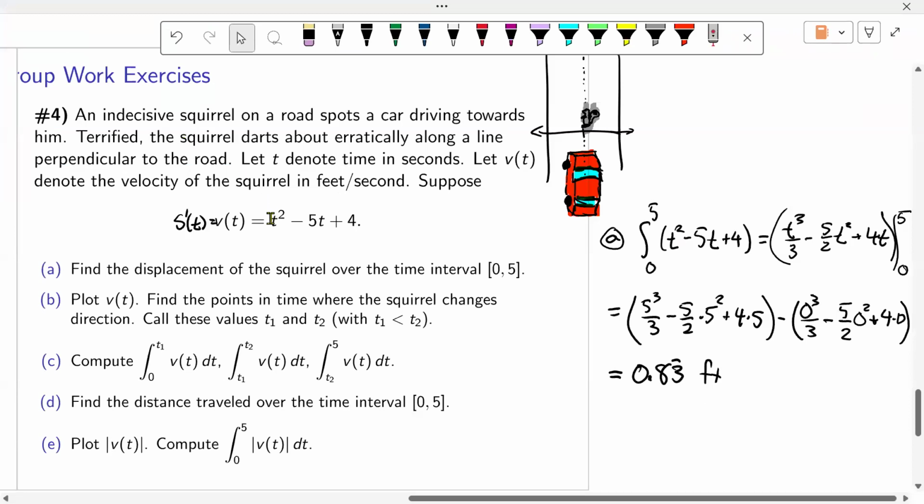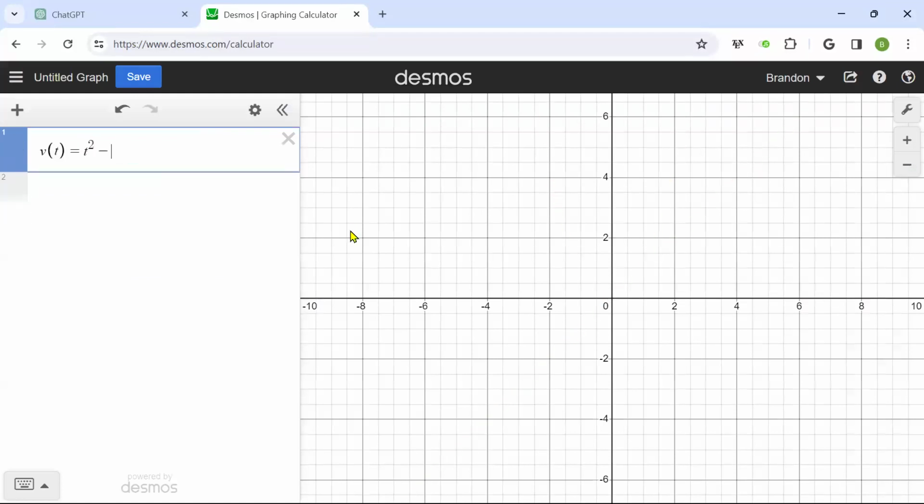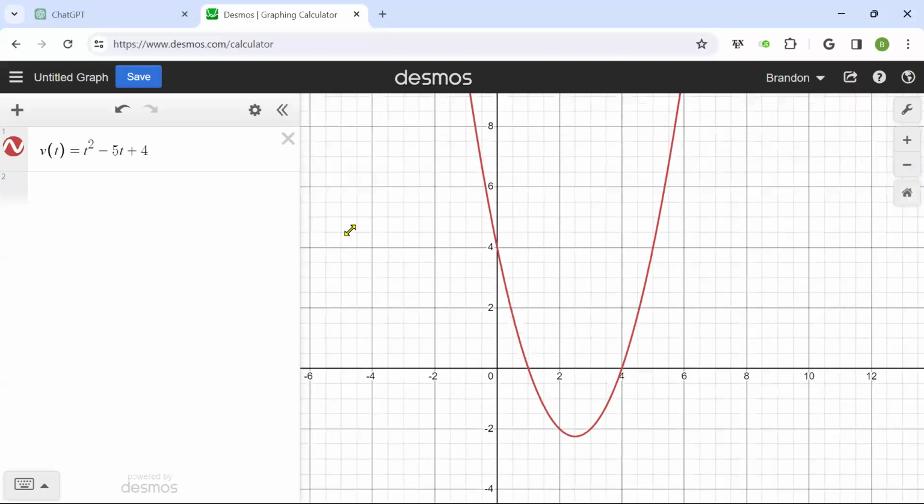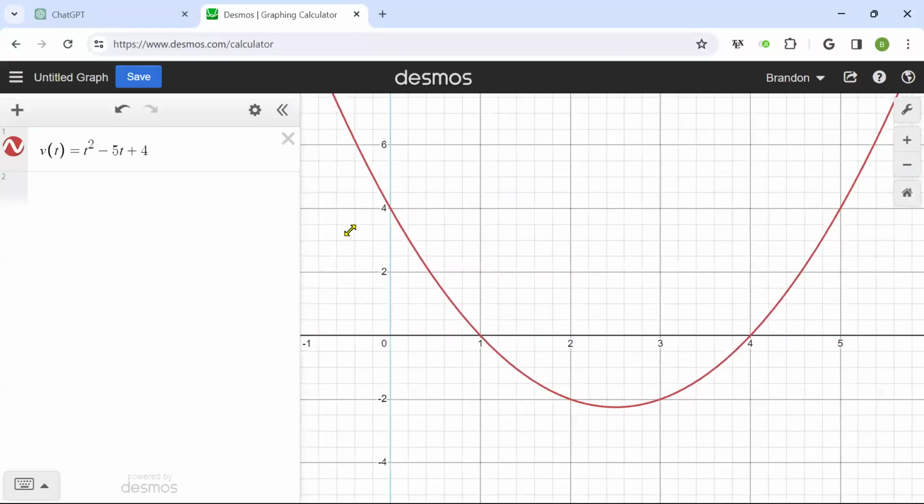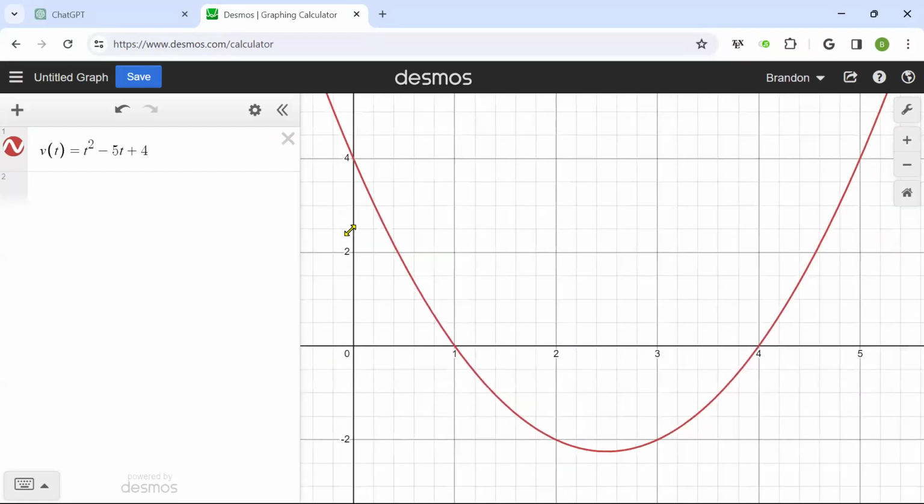All right, so this function is t squared minus 5t plus 4. I'll write v of t: t squared minus 5t plus 4. Here's our function. We're interested in the interval from time 0 to time 5. Do any of you see when the squirrel changes direction? 1 and 4 is correct, right? Maybe we'll assume positive velocity means running to the right. Running to the right, slowing down, then moving to the left, slowing down, then moving back to the right. So it's not too erratic. It's just zigzagging once or twice.